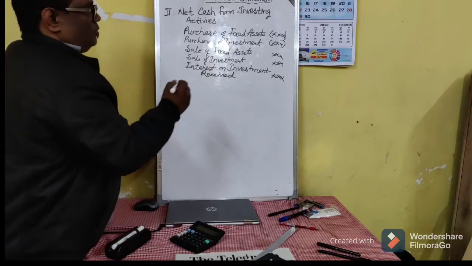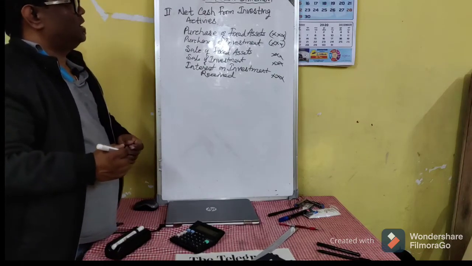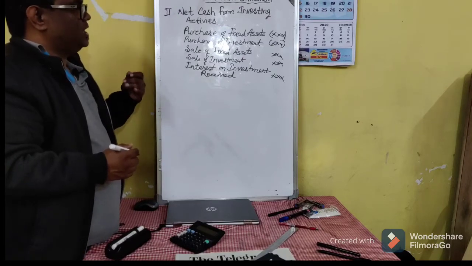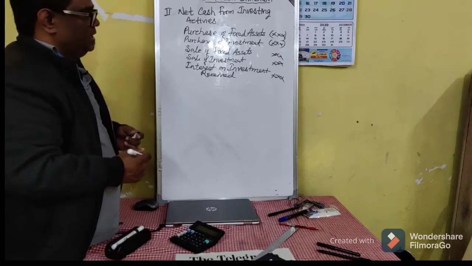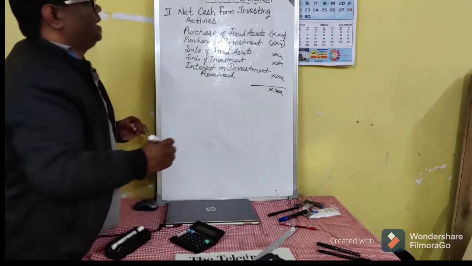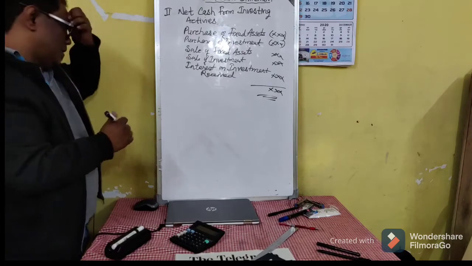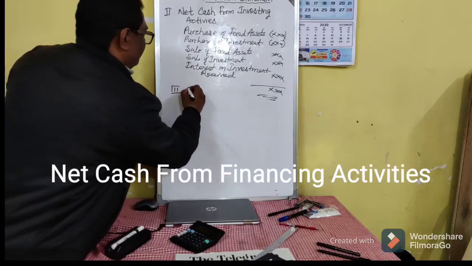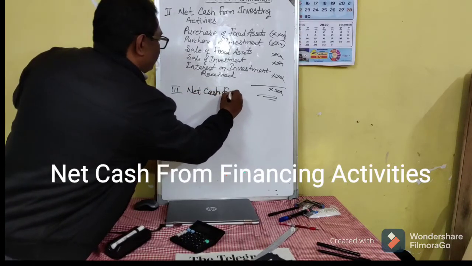So now these are the items that affect the investing activity, finished. It's very simple. Only the investing activity is the inflow and outflow of sale and purchase of assets and investment. So here we got the number 2 item, cash from investing activity. Now after that, third point, number 3, net cash from financing activity.